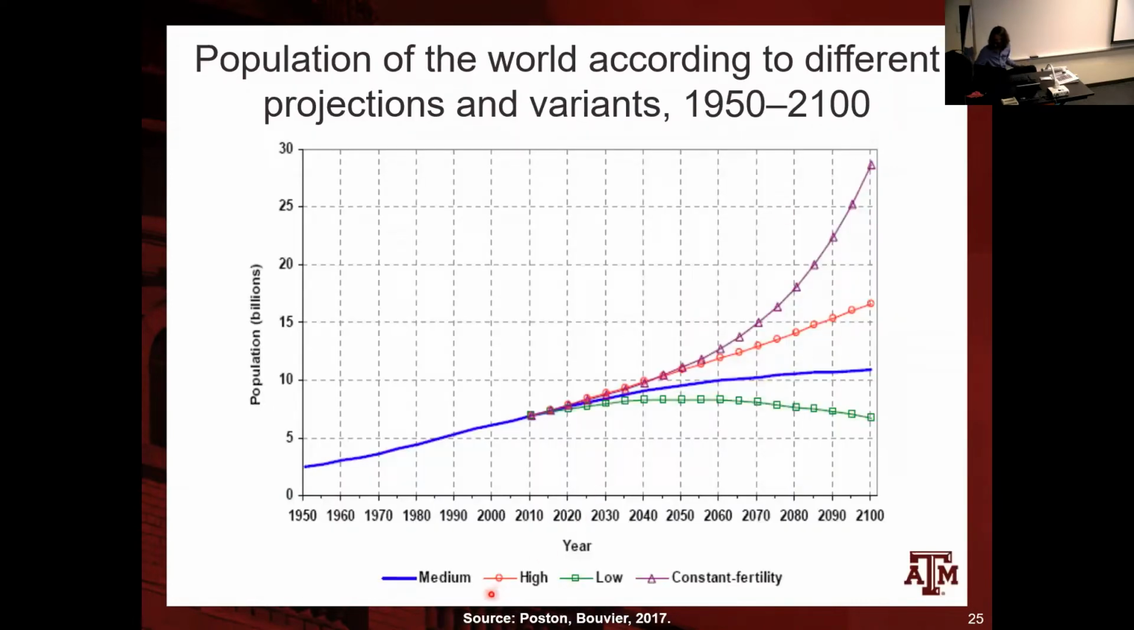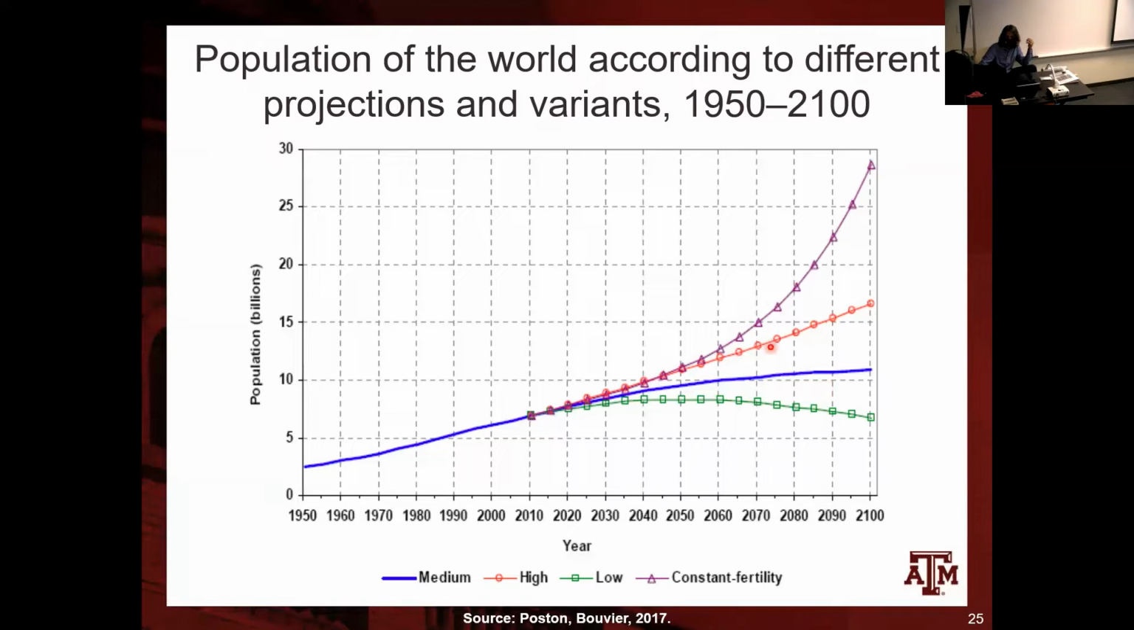From the textbook, same idea. This is data that estimates the population until we have the data until around 2000. And then we have the median variant here, the curve in blue, the low variant in green, the medium, the high variant in red, and the purple variant is pretty much saying, oh, let's say that fertility doesn't drop anymore. So in this case, they have like four different scenarios.